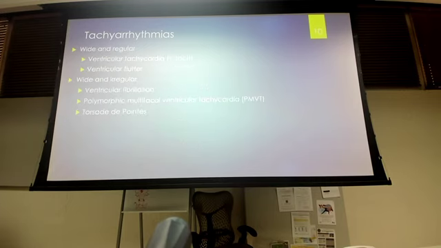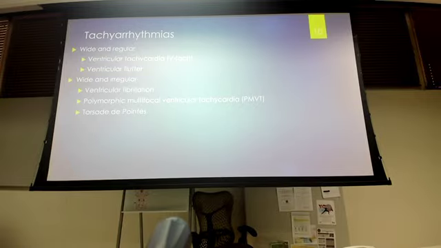I look down there, and I've got a tachycardic rate, but my QRS complex is greater than or equal to those 3 boxes. That means wide. Now, is it regular or irregular? Wide and regular: V-tach, V-flutter. Wide and irregular, we have V-fib.